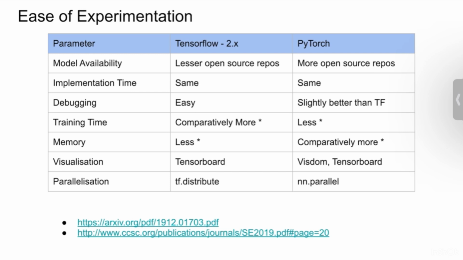So if you compare the current stage, both of them are easy to use actually. There is nothing like one is better than the other. The only positive I would say is that PyTorch has more open source repos, as we have seen in the trends also. That is the only edge PyTorch has. Apart from that, both of them are very easy to experiment with, as per the current situation.